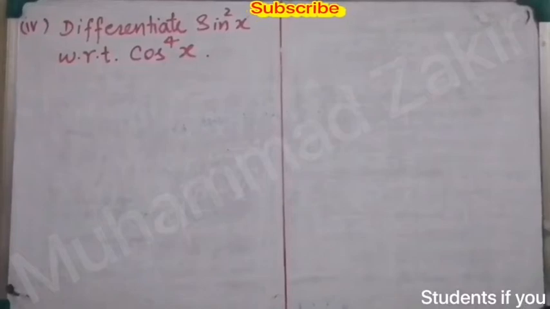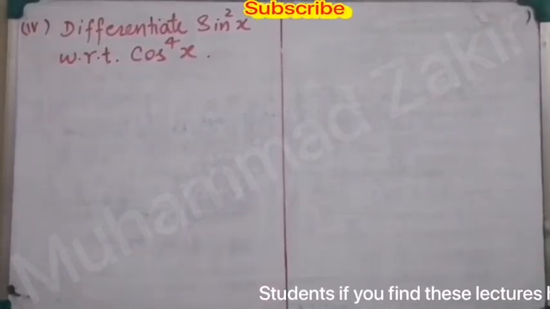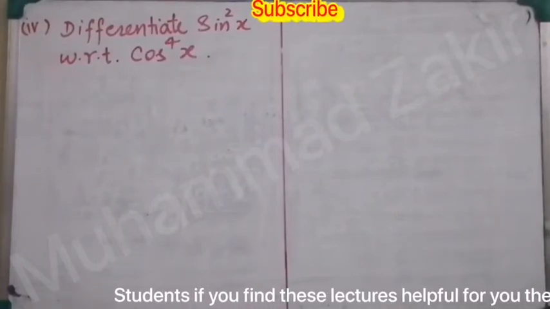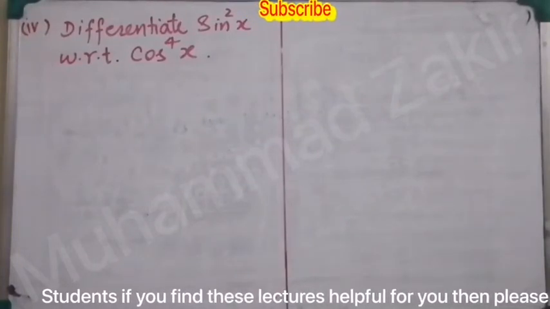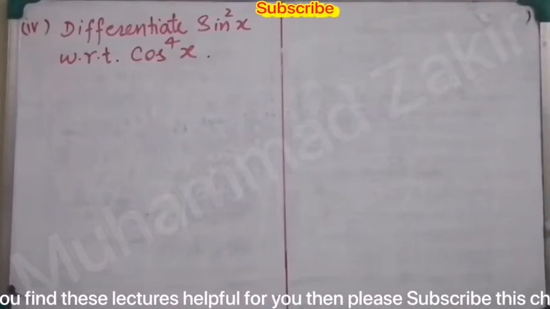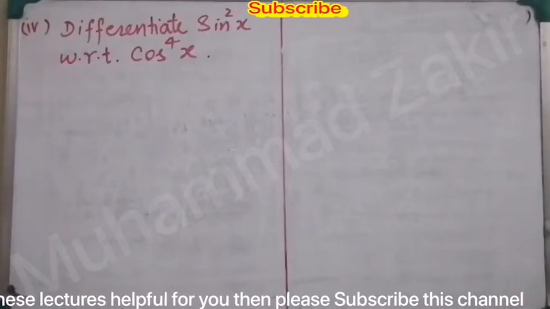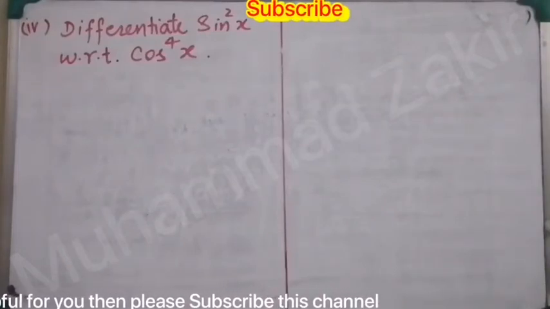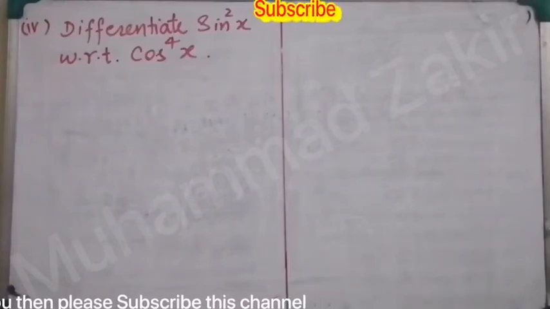This is question number 4 of the 2021 annual paper of Part 2 FSC Federal Board. It's question number 4, which is from Unit 2. Obviously, if you're a good student of FSC Part 2 Mathematics, you must know that this question is from Unit 2, exercise 2.5.